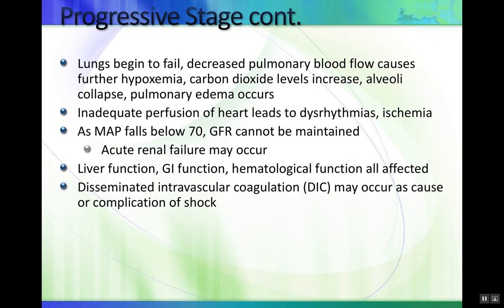As the MAP falls below 70, GFR, like we said, cannot be maintained. So that's when we're looking at the BUN and creatinine levels. Or liver function, GI function we just talked about. And DIC, like I said, is one of the big complications. So we're looking at the bleeding times to make sure that we are watching for disseminated intravascular coagulation.